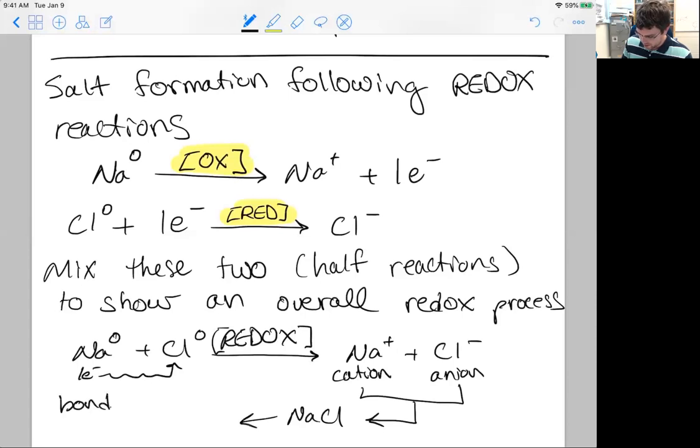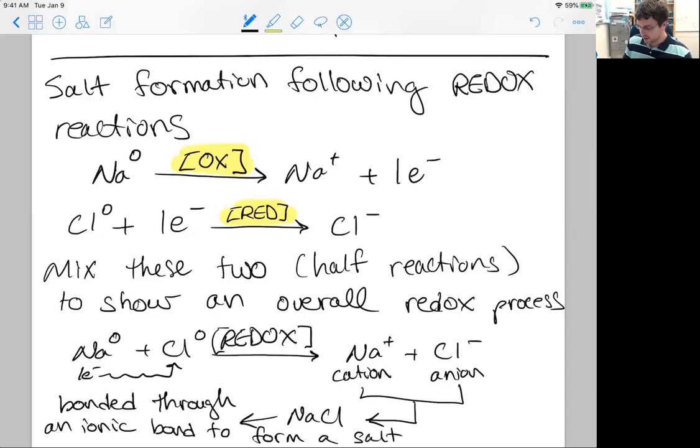These are bonded through an ionic bond to form a salt. And you might recognize sodium chloride, or NaCl, as common table salt.